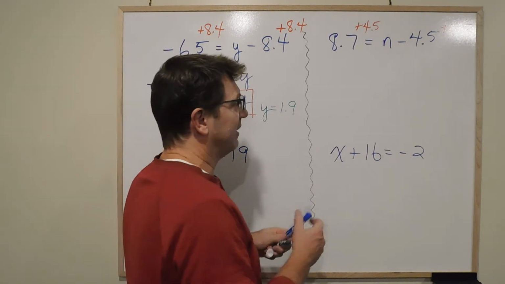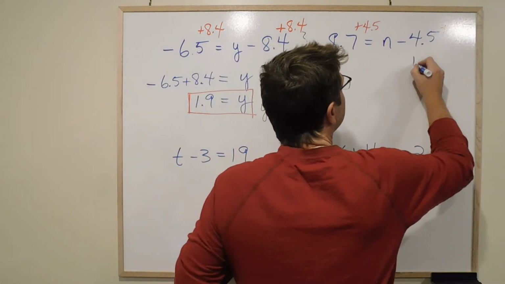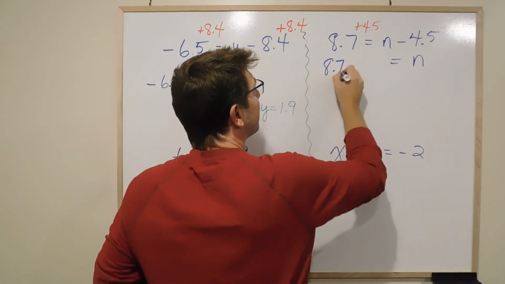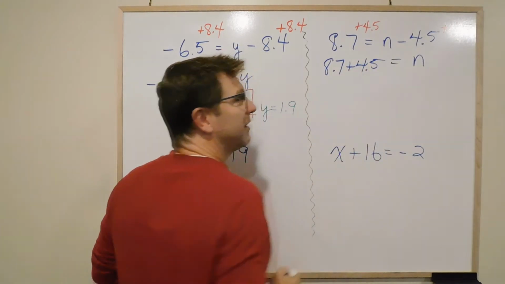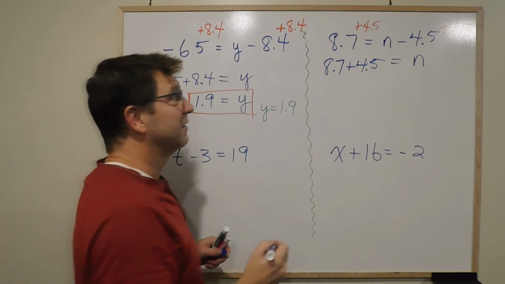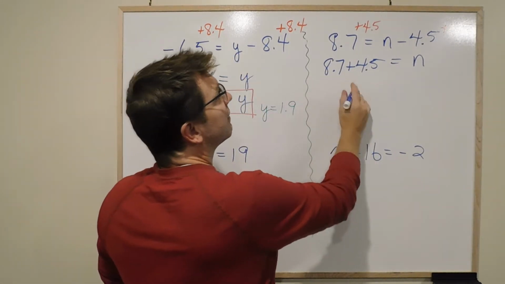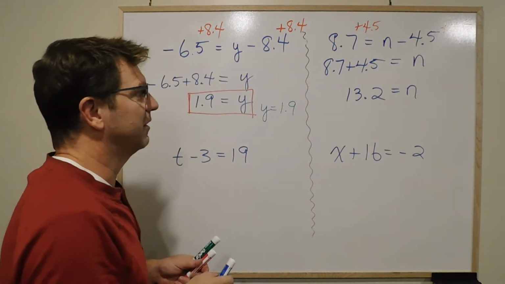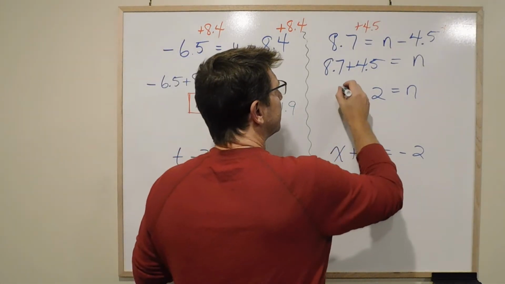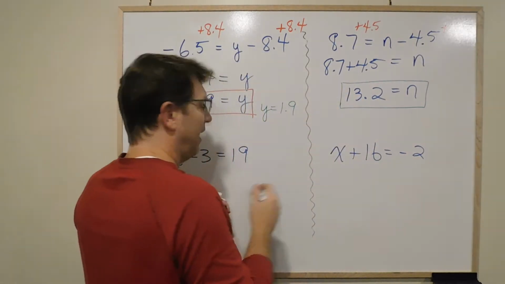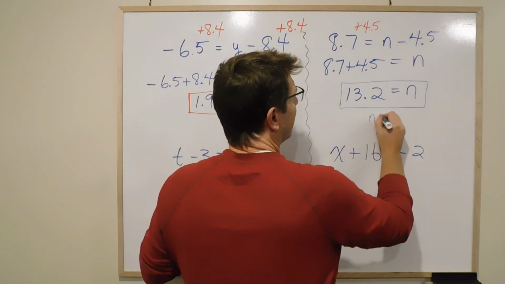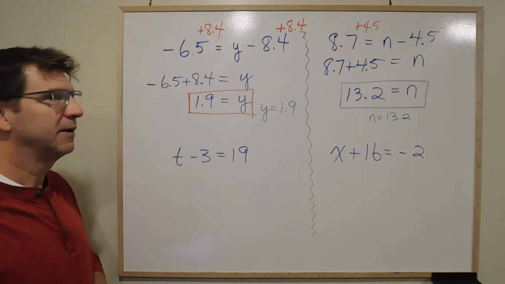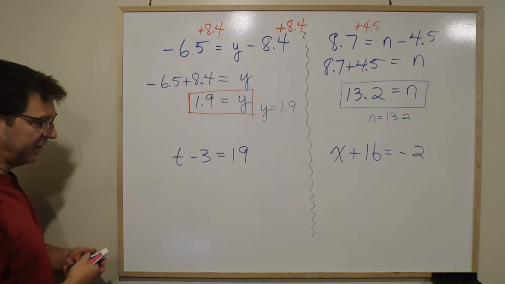And I want it to be 0 because I want this side to just be n, right? And then this other side is what it is, 8.7 plus 4.5. And then I need to figure out what that is. Well, 8.7, that's 12, that looks like 13.2 equals n, right? So we got that one as well. And again, if you want to write it as n equals 13.2, you totally can do that as well. Okay. Let's look at the third one.